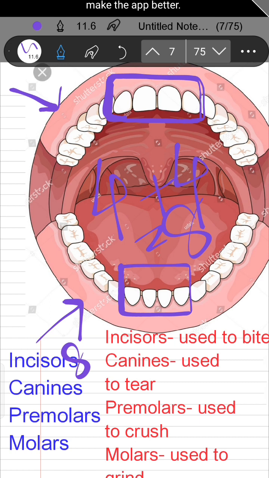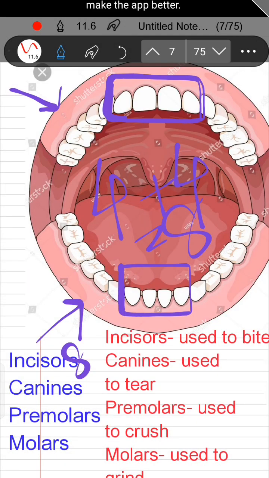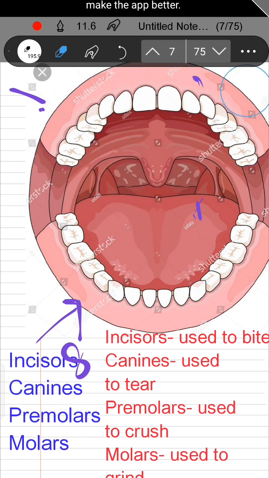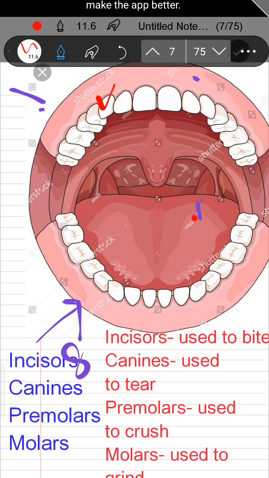Now canines. What are these canines? Canines are sharp and pointed teeth. They sit beside, adjacent to the incisors. So now which one is the canine? This is called the canine. Similarly, in the lower jaw, this one and this one are called the canines. Let me show you properly. This one and this tooth are called canines.